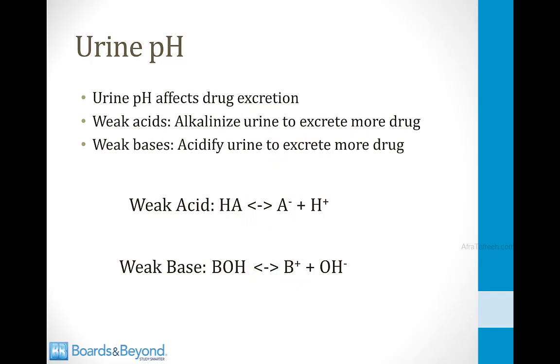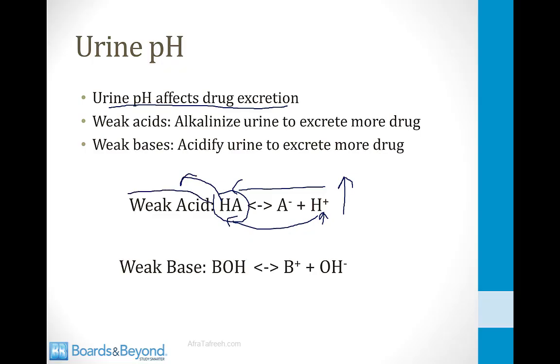What this means is that the urine pH is going to affect drug excretion because the urine pH can favor either the ionized or unionized form of the drug. Let's talk about the weak acids first. If you have a very acidic urine, that means you have a lot of H plus molecules present in the urine, and that's going to drive this equation this way because we're going to have so much H plus on this side, the equation is going to go this way and form the unionized form of the drug. This is going to get reabsorbed. So an acidic urine favors the reabsorption of weak acids.